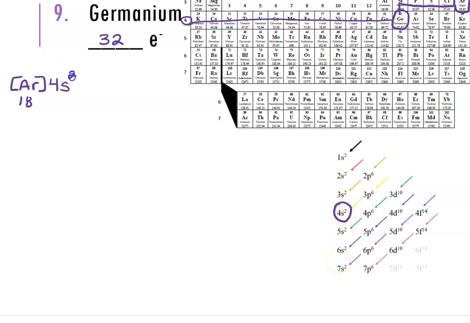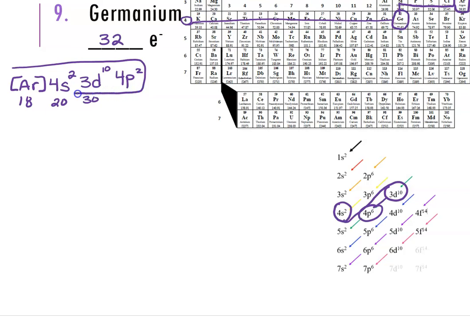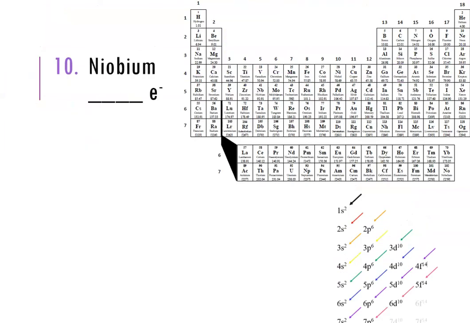So we have 2, so this will be 20. And then we'll come up to 3d10, which will be 30. And then we'll go to 4p, and I only need 2 to get to 32. So now, instead of writing out 1s2, 2s2, 2p6, 3s2, 3p6, we just start with 4s2. Okay, let's do another one.